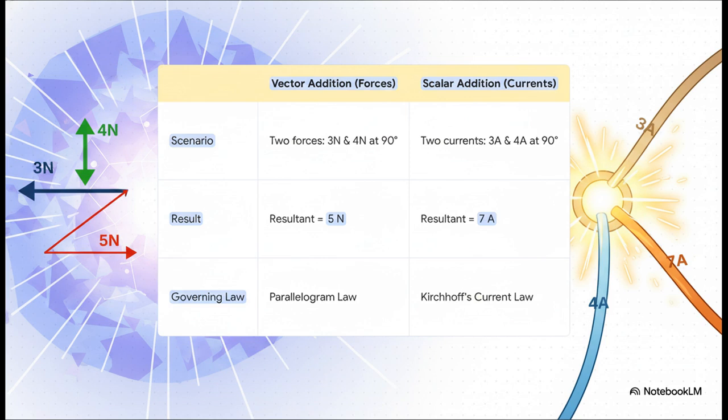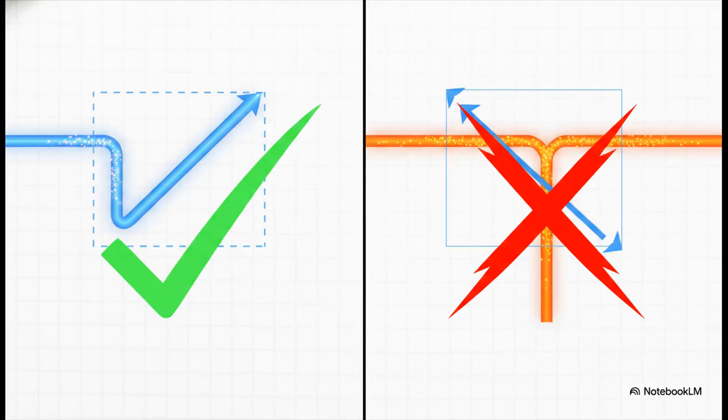Now look at the right. You have a 3-amp current and a 4-amp current flowing into a junction. What comes out? Just 7 amps. It's simple addition. The angle of the wires? It makes absolutely no difference at all. And that's the nail in the coffin, right there.